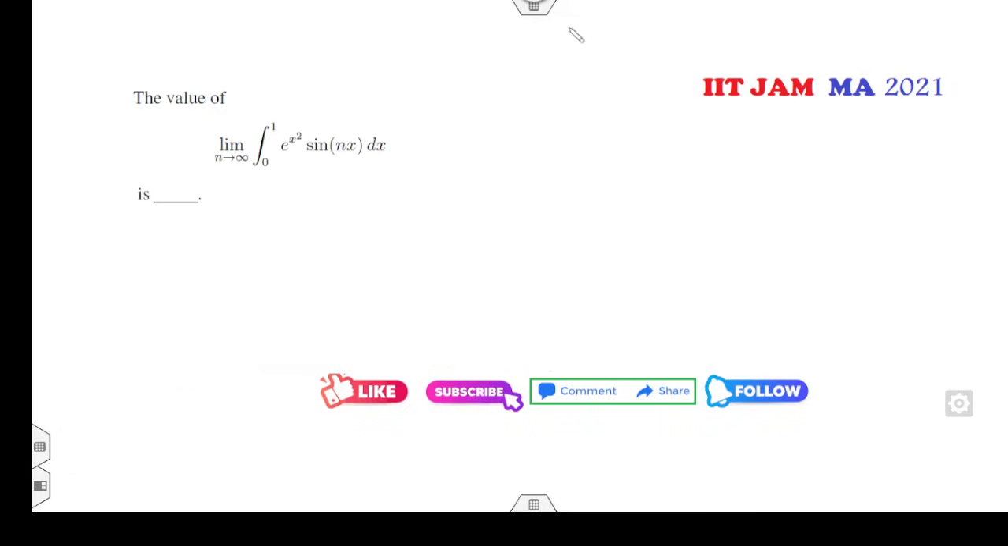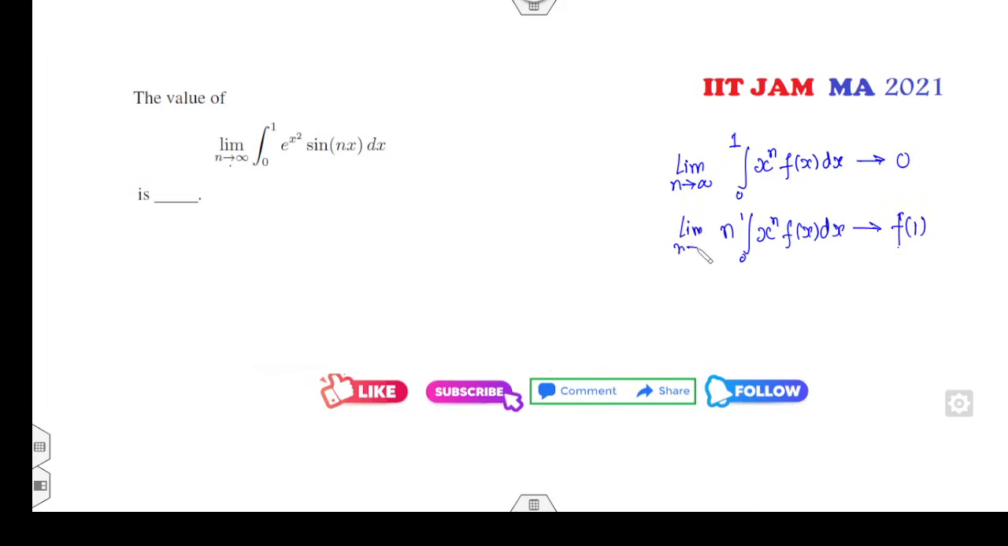Look at the next one. Okay, limit integration. What tip did I tell you? Whenever you have the limit of the integration from 0 to 1 of x raised to power n times f(x) dx, it goes to 0, and whenever you take n times f(x), it goes to f of 1 as n approaches infinity. Now can you replace sin nx by nx? No, because nx does not go to 0. Here n is infinity.